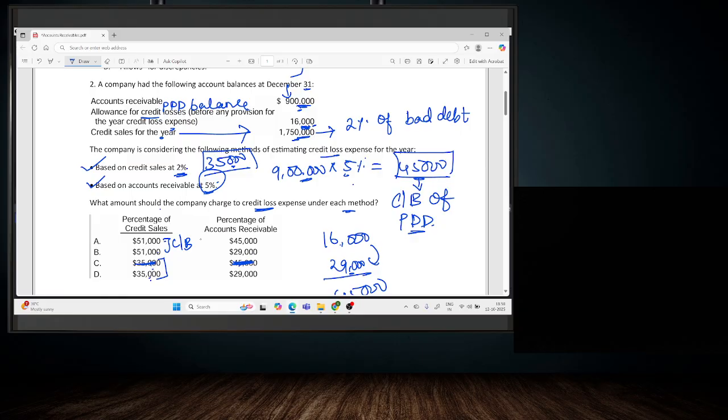But if you are estimating credit loss expense as a percentage of accounts receivables, then you will apply this 5% on 9 lakh rupees.